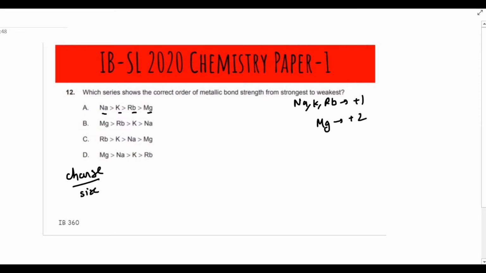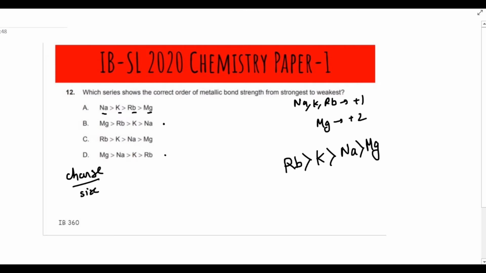When we compare the sizes, we know that rubidium lies in group 1, and it lies at the highest period. So rubidium will have the highest size, then it would be potassium, then sodium, and finally magnesium. So you can see that magnesium has the highest charge and the smallest size. So the charge to size ratio of magnesium would be the highest. So the answer would be either option B or option D.